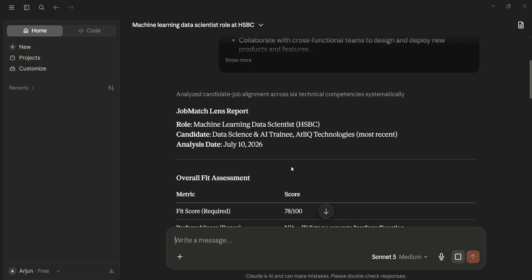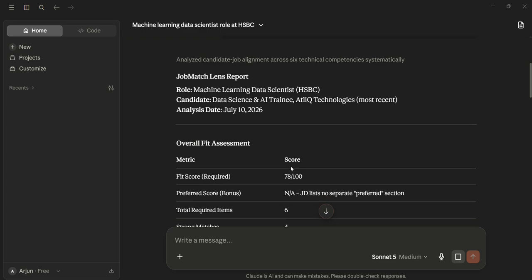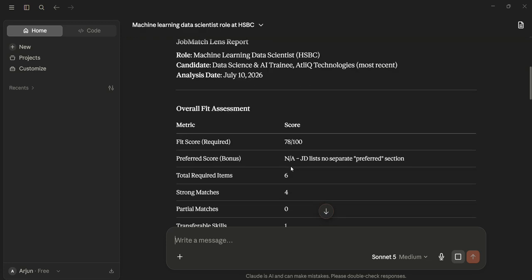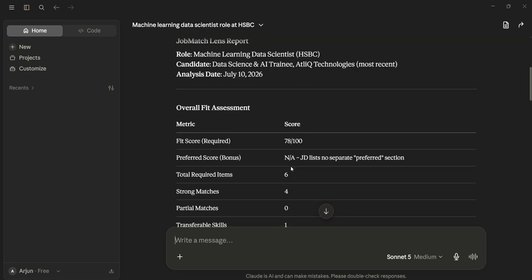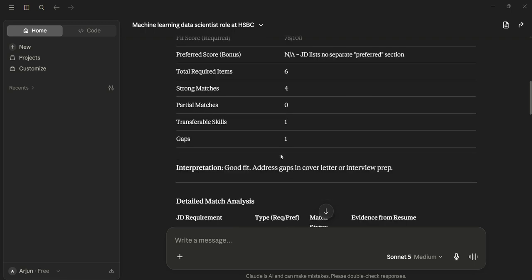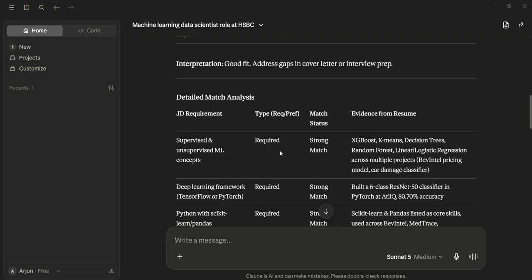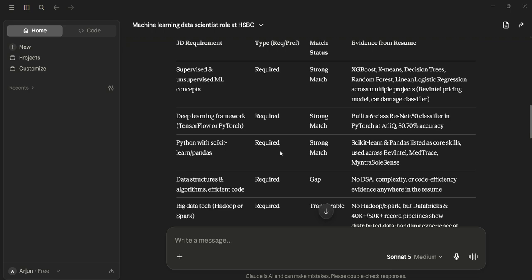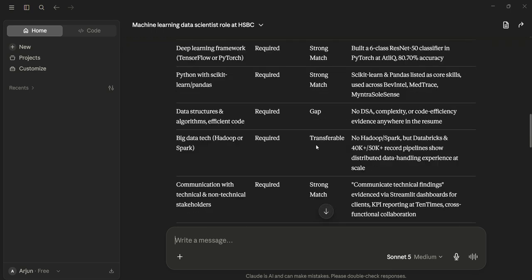So in this demo, if you can see, it shows a structured match report and a fit assessment as well, and the most important missing areas and practical suggestions for tailoring the resume to that role. As you can see, there are some transferable skills. There are some gaps here, for example, DSA and algorithms. I haven't specifically mentioned DSA in my resume, so it mentions that as a gap.